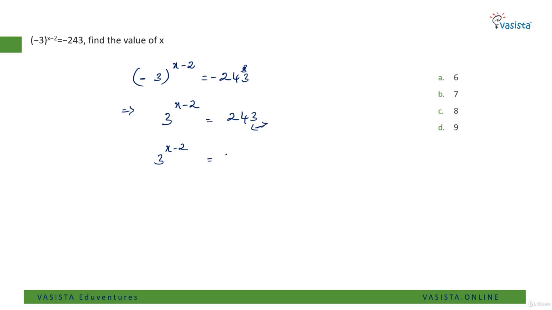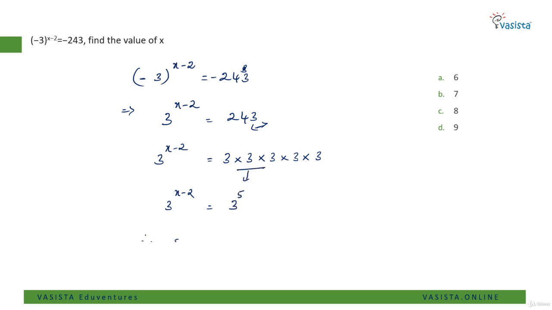So let me go with the 3. 3 twos are 6, 3 threes are 9, 9 3s are 27, 27 3s are 81, 81 3s are 243. Now this will become 3 to the power of x minus 2, and counting 1, 2, 3, 4, 5, that is going to be 3 to the power of 5.